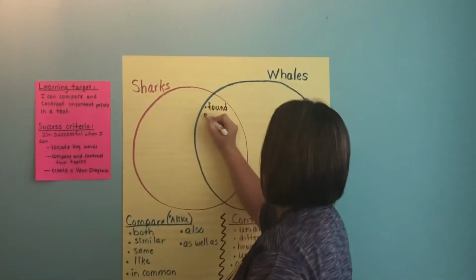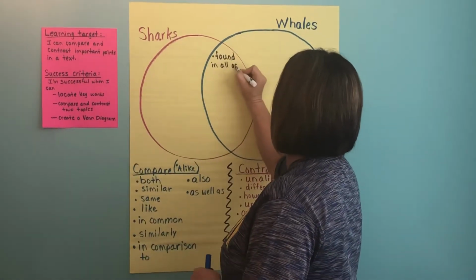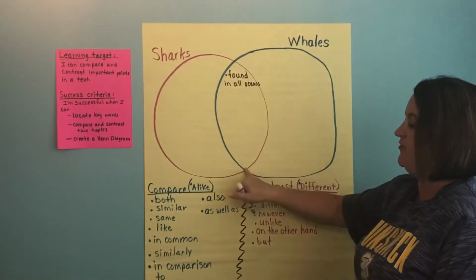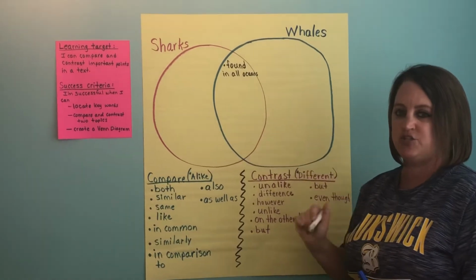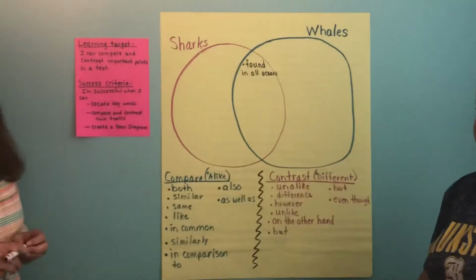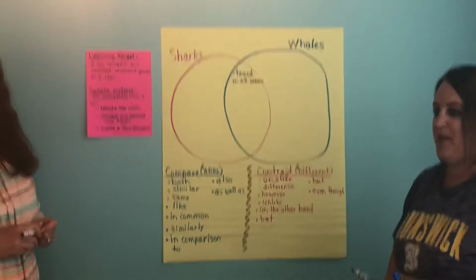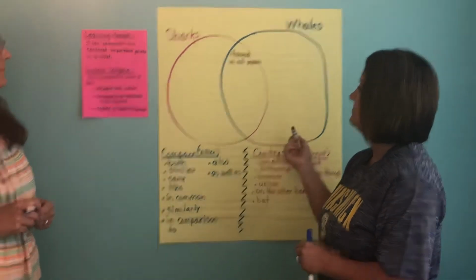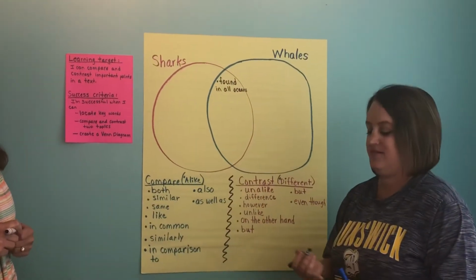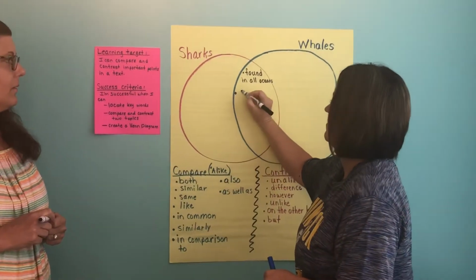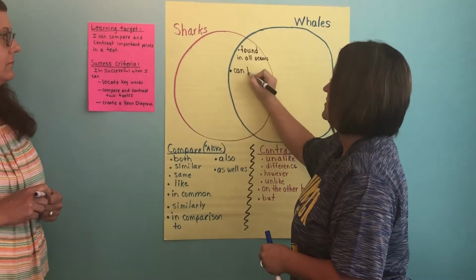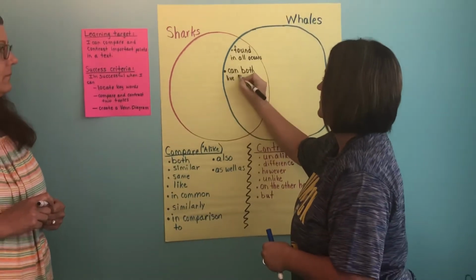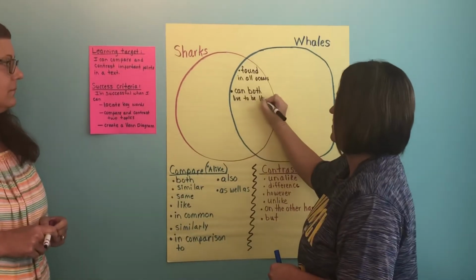So I'm going to write found in all oceans. Now remember, when you write things that are alike, you're going to put them in the middle of the Venn diagram because both animals share that fact. What else, Miss Ivy? Another way sharks and whales are alike is they can both live to be about 100 years old. So I'm going to use the word both. They can both live to be 100.